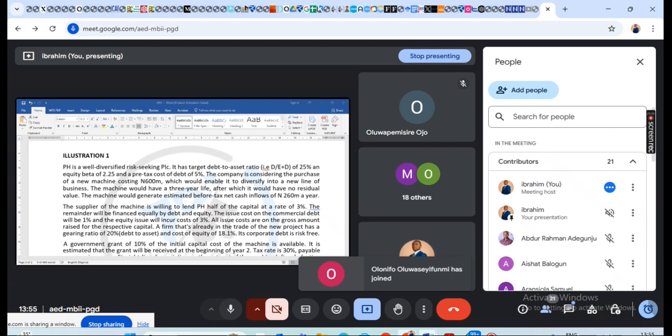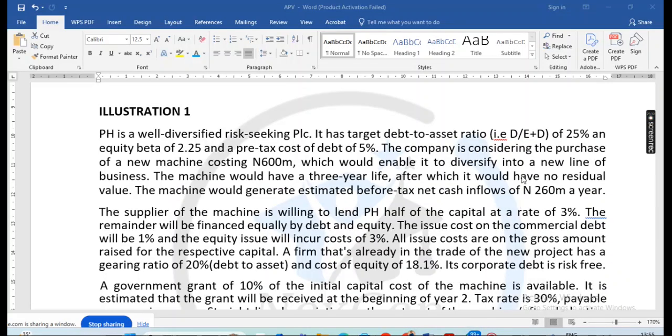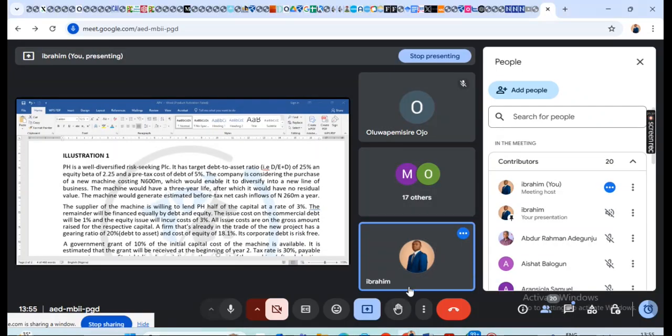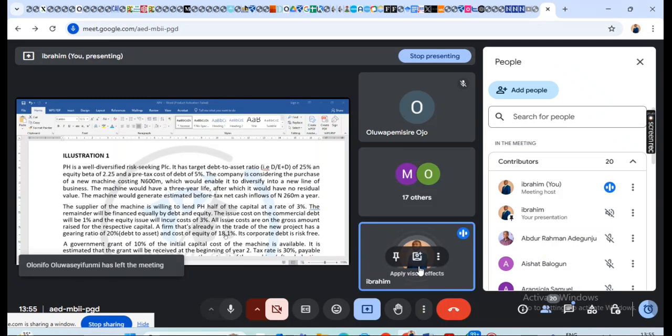So let's continue with this question. An equity beta of 2.25, so the company is a well diversified risk seeking PLC. Now I want to ask another question. When equity beta is 2.25, what does this imply to the company? When an equity beta of a company is 2.25, what is the implication? Who can tell me?